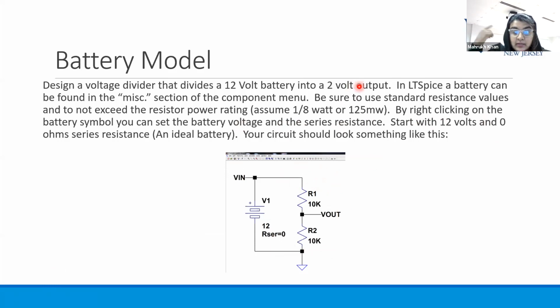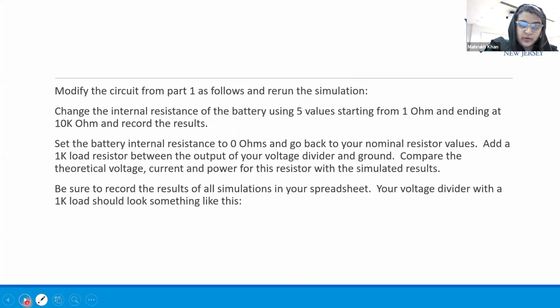So in the previous question, in which I am asking you to design the voltage divider, you can use some other resistances that are given in the standard values, okay? So that will help you to learn how you can design a voltage divider, okay? So modify the part 1 as follows and rerun the simulation. Change the internal resistance. Now you start changing the internal resistance, using 5 values, starting from 1 ohm and ending at 10K ohms.